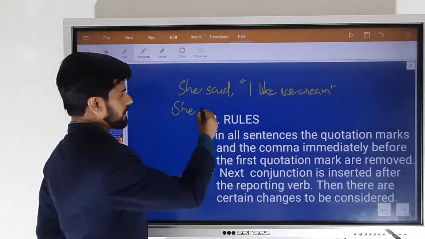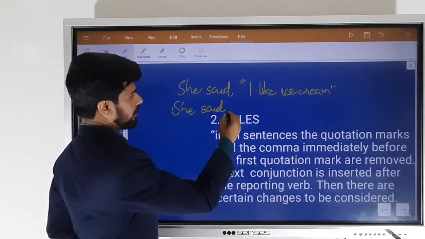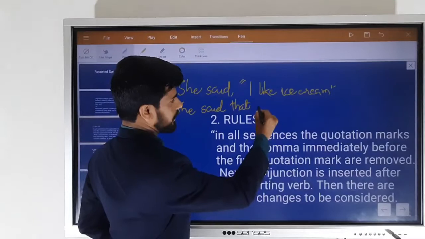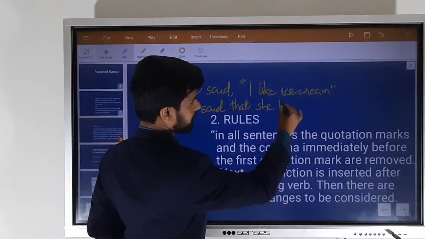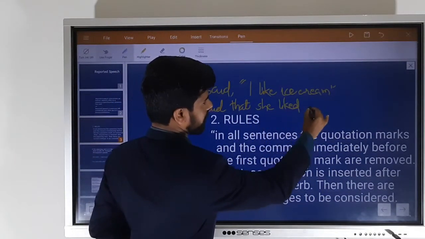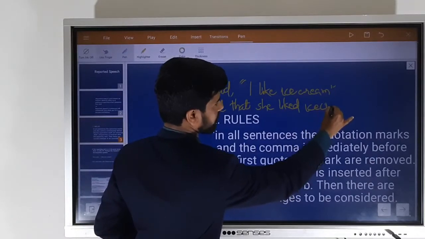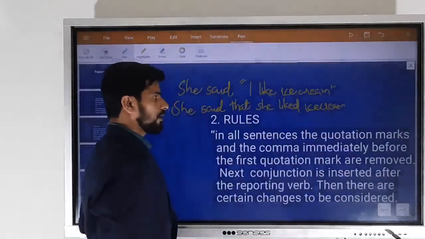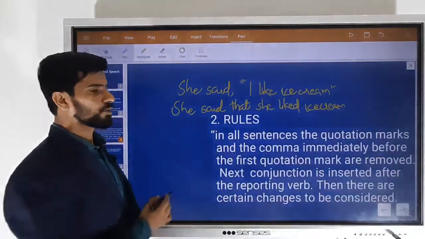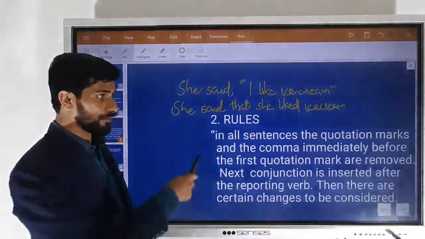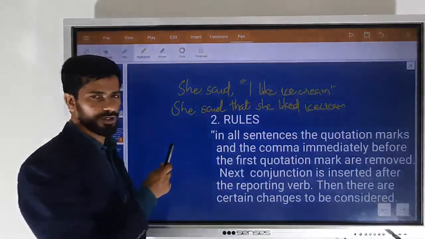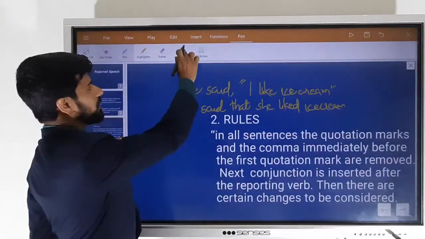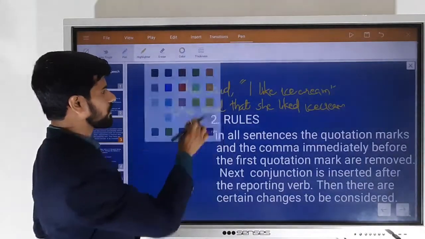She said that she liked ice cream. She liked ice cream. Okay. So what are the changes you see here? As it is said here, we have to remove the quotation marks, the comma, we have to insert conjunction, and some other changes are there to take place. Okay, let's see. What are the other changes we notice here?